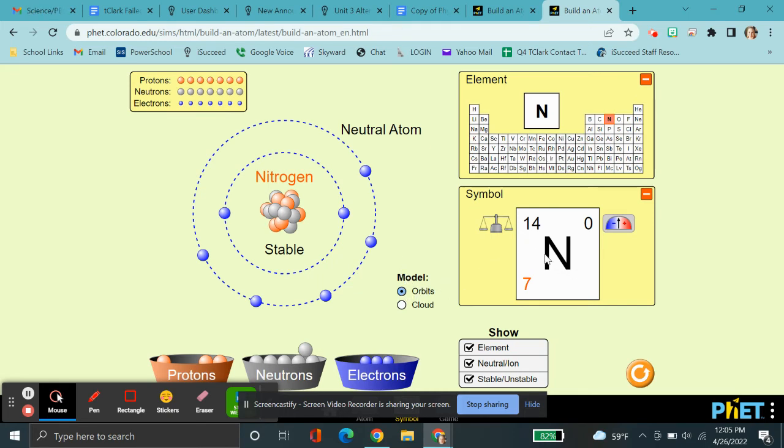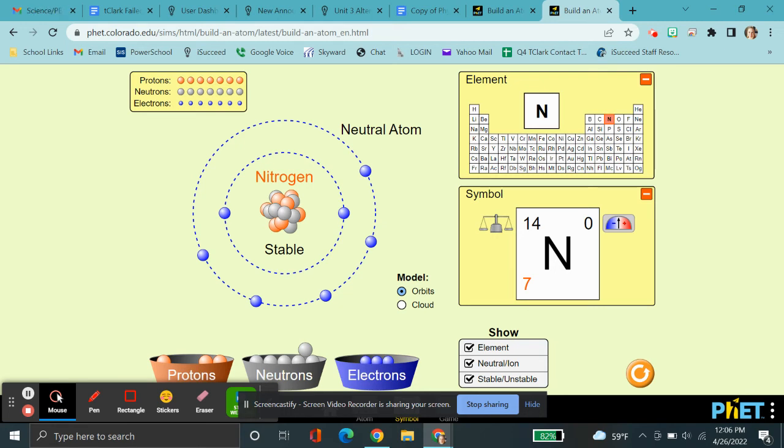So then you could do nitrogen. So nitrogen 14, atomic symbol N. So those are a few options. You can go all the way down to helium if you want. That's totally fine too.